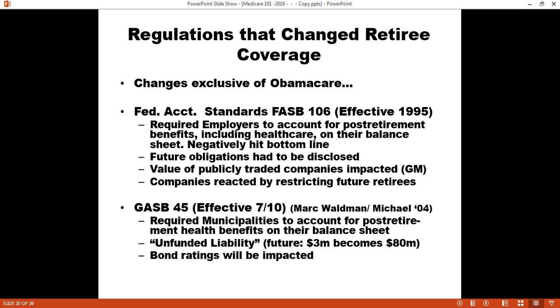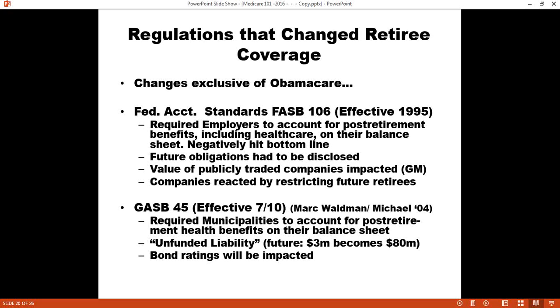Now, the federal accounting standards, as HR people, you're probably aware of that, FASB 106. That was the Financial Accounting Standards Board requirement that came out in 1995, and this is what forced most of the really large companies, if they were covering their retirees' health coverage, to decide not to cover it after 1995, or a lot of companies decided to move their retirees from a Medicare supplement plan to a Medicare Advantage plan because they were a lot cheaper.